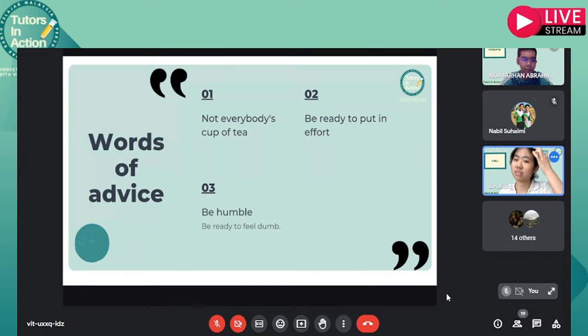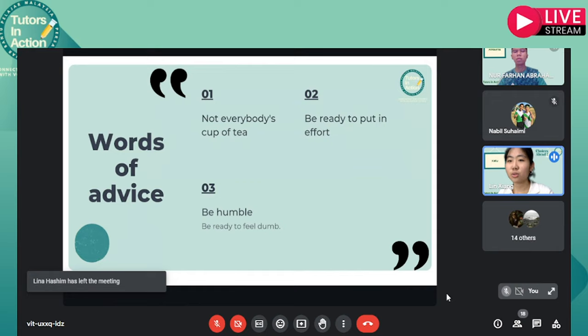The third point is that when you first join ICAEW, when you first join CFAP, there is a possibility that you feel dumb among your classmates. Like I mentioned, although the minimal entry requirement is just 5 A's, to be really honest with you, your classmates on average would have 7 or 8 A's. So it's really easy to feel dumb among your classmates and feel demotivated throughout. So yeah, be humble. I think that's all from me.